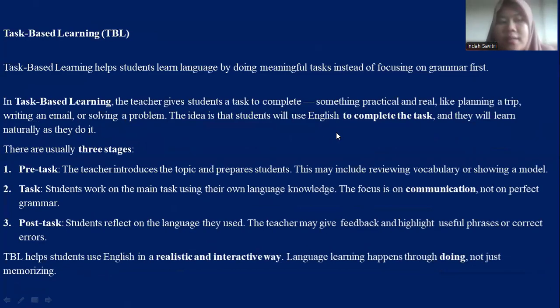Task-based learning, TBL. Task-based learning helps students learn language by doing meaningful tasks instead of focusing on grammar first. In task-based learning, the teacher gives students a task to complete, something practical and real, like planning a trip, writing an email, or solving a problem. The idea is that students will use English to complete the task, and they will learn naturally as they do it. There are usually three stages.